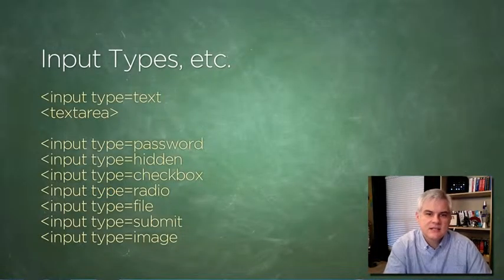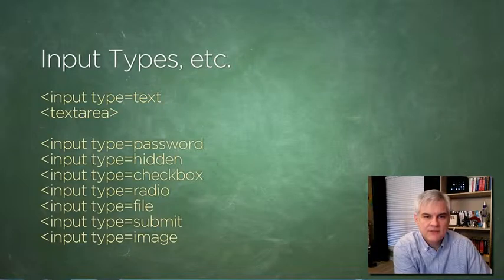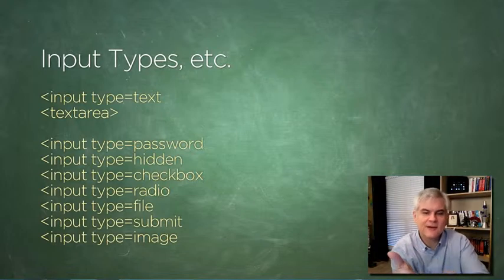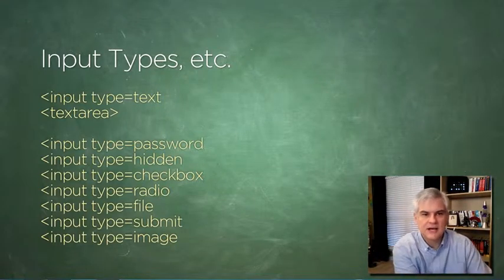Here's a complete list. The ones that we haven't looked at are input type equals password, hidden, and file if you want to allow a user to upload a file. There's some work that has to be done on the server as well to accept the file, but this gives somebody the ability to click a button and choose from a file picker off of their local computer which file they want to upload.